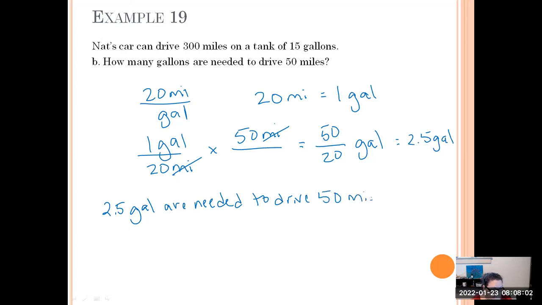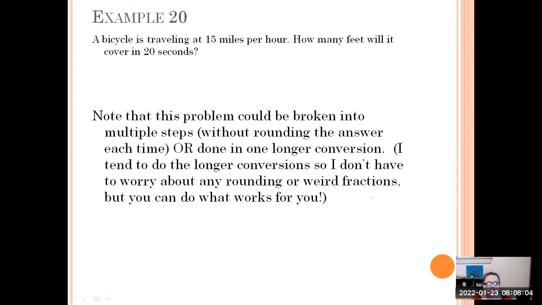All right, moving on. A bicycle is traveling at 15 miles per hour. How many feet will it cover in 20 seconds? Okay, so we're going to be multiplying by 20 seconds, so we're going to want seconds in our denominator. Hold on, they also want it in feet and not miles. Oh, okay. I didn't leave myself a lot of room here. So 15 miles per hour, times, we're going to need some conversions here, because we're going to need to go from miles to feet.